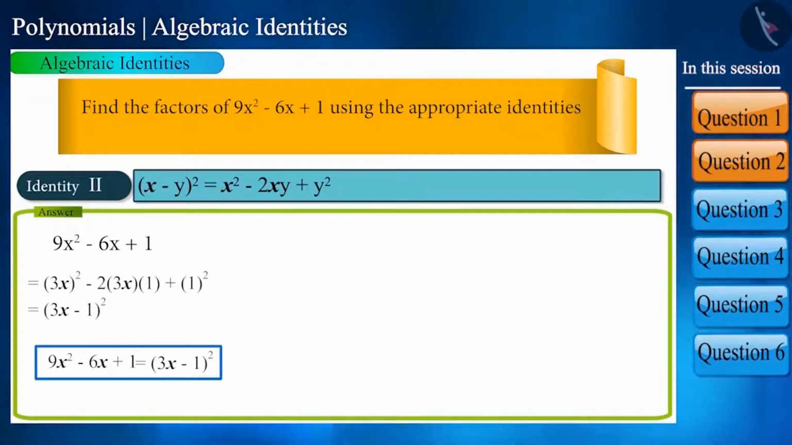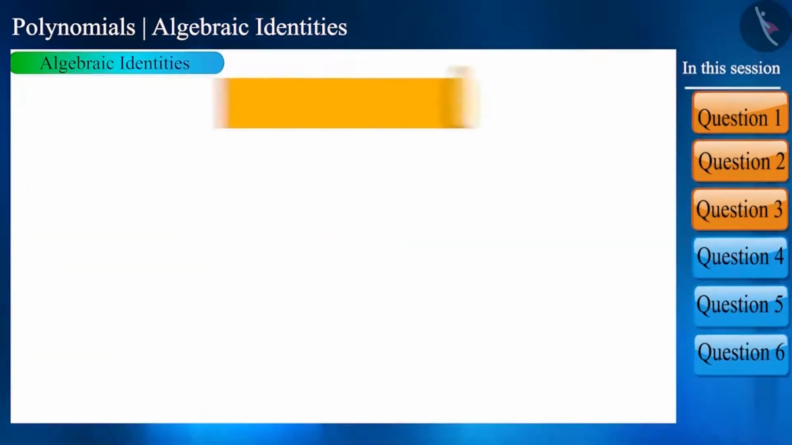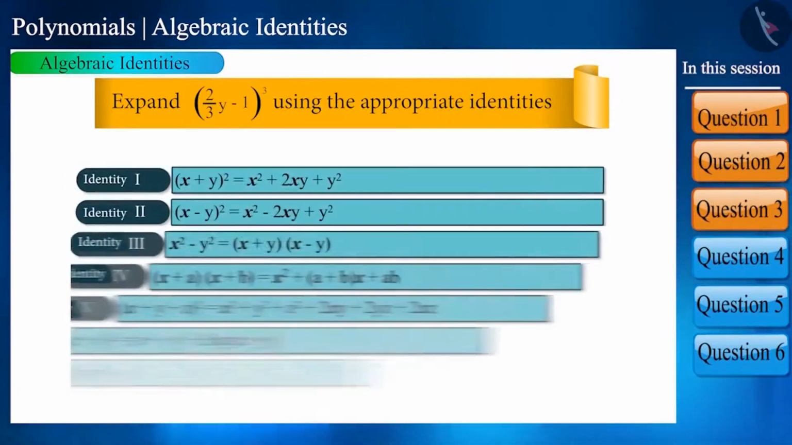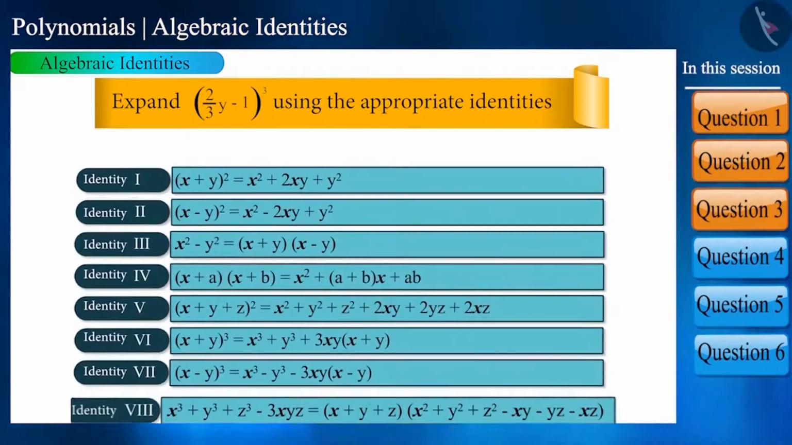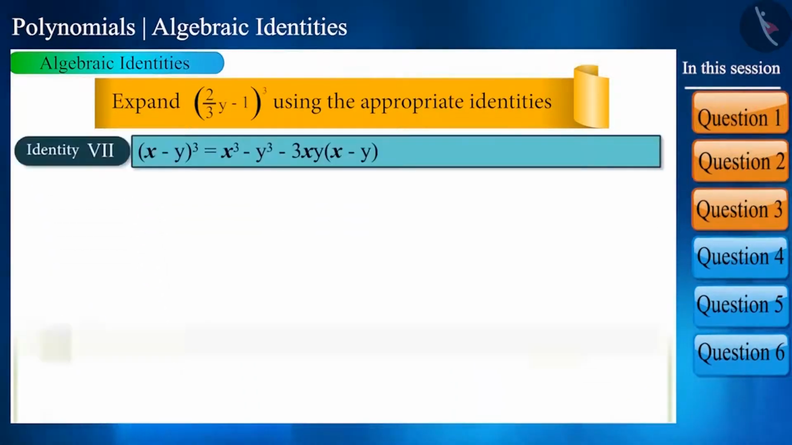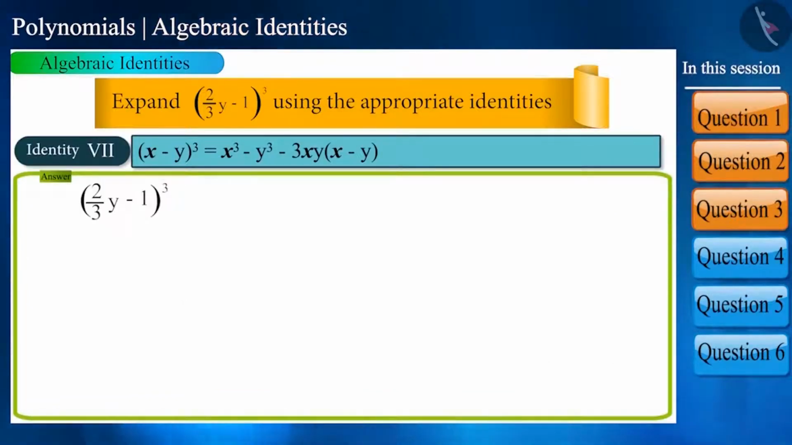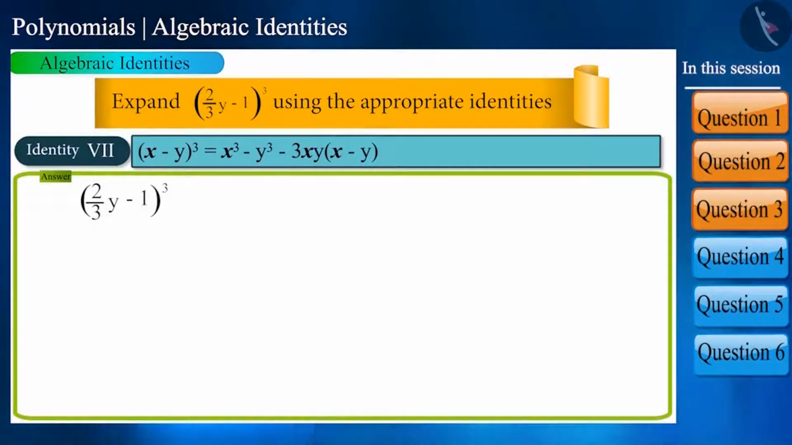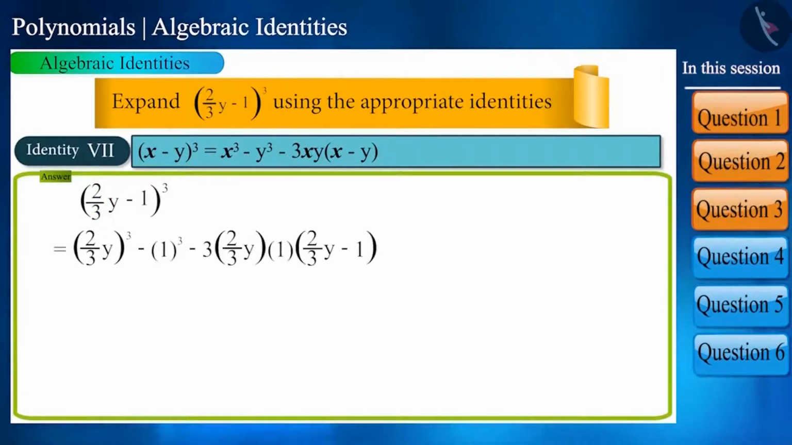Let's go ahead and take the next question. Expand (2 by 3y minus 1) to the power of 3 using the appropriate identities. Here we have to use the identity directly, where x is 2 by 3y and y is 1. Pause the video and try to solve it yourself. The solution will be somewhat like this.